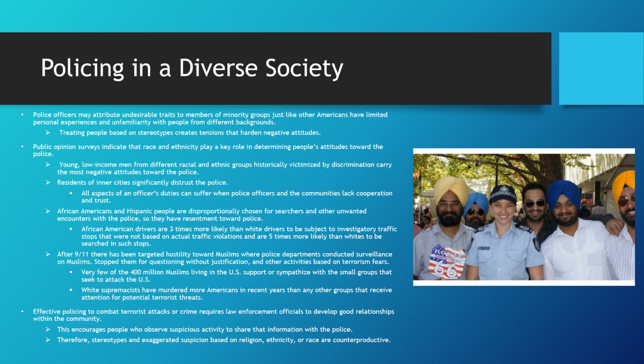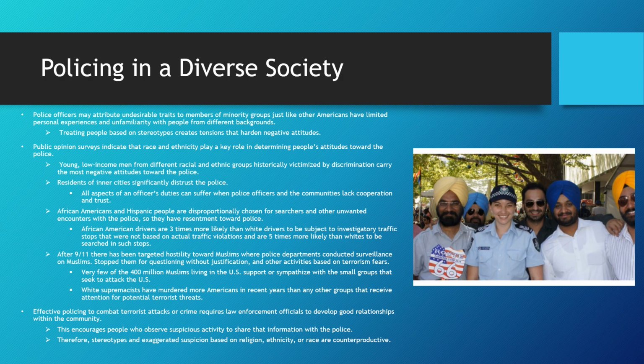Therefore, young, low-income men from different racial and ethnic groups historically victimized by discrimination carry the most negative attitudes towards the police. Residents of inner cities significantly distrust the police, and all aspects of an officer's duty can suffer when police officers in the communities lack cooperation and trust.